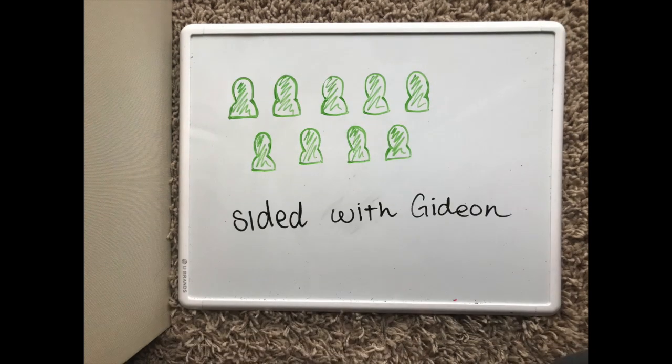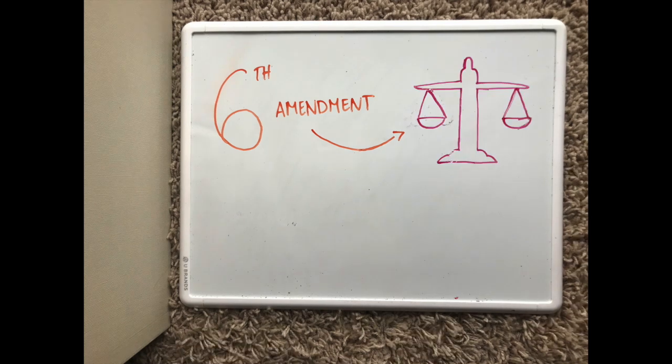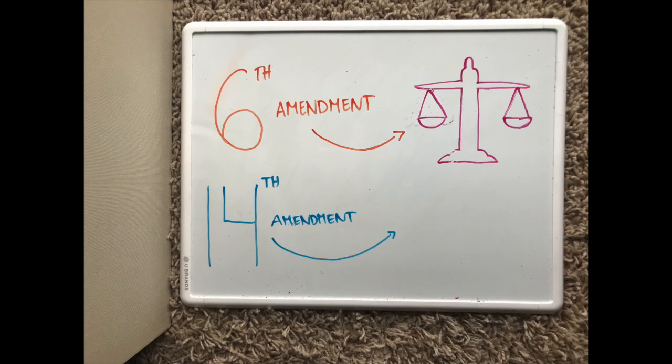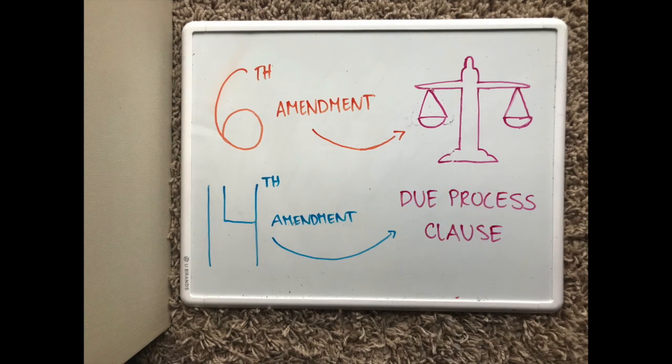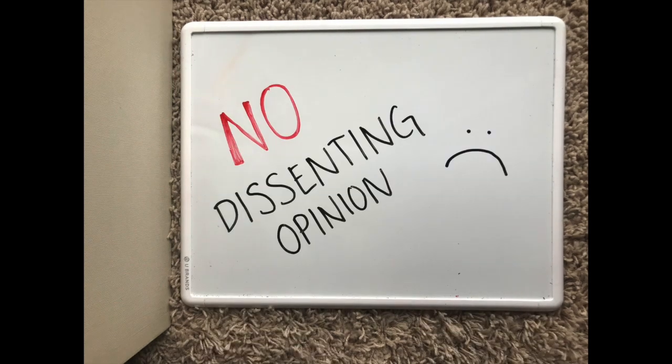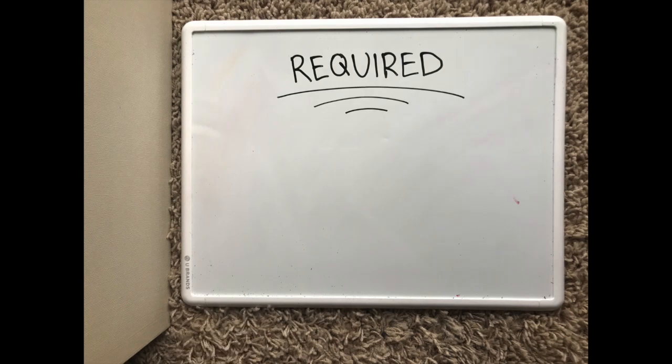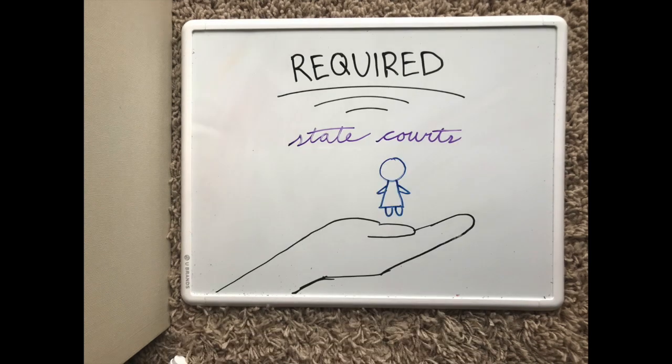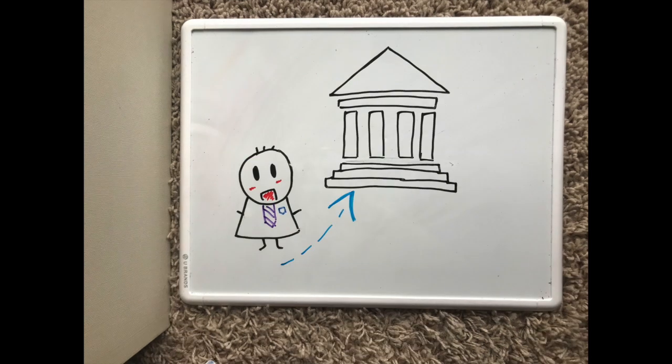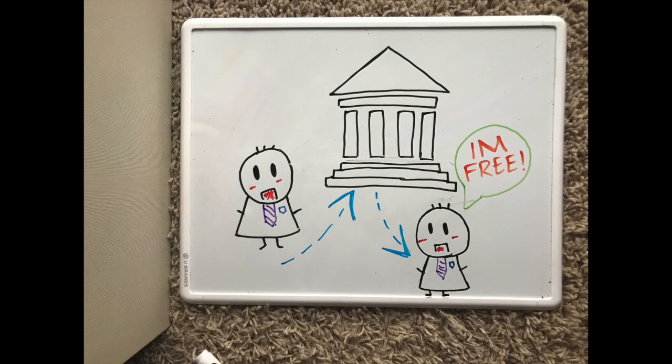Under a unanimous opinion, it was determined that the Sixth Amendment's guarantee of counsel is a fundamental right essential to a fair trial. This applies to the states through the Due Process Clause of the 14th Amendment. As it was a unanimous decision, there was no dissenting opinion. As a result of this decision, it is now required for state courts to appoint attorneys for defendants who cannot afford counsel on their own. Gideon was later granted a retrial and was acquitted in 1963.